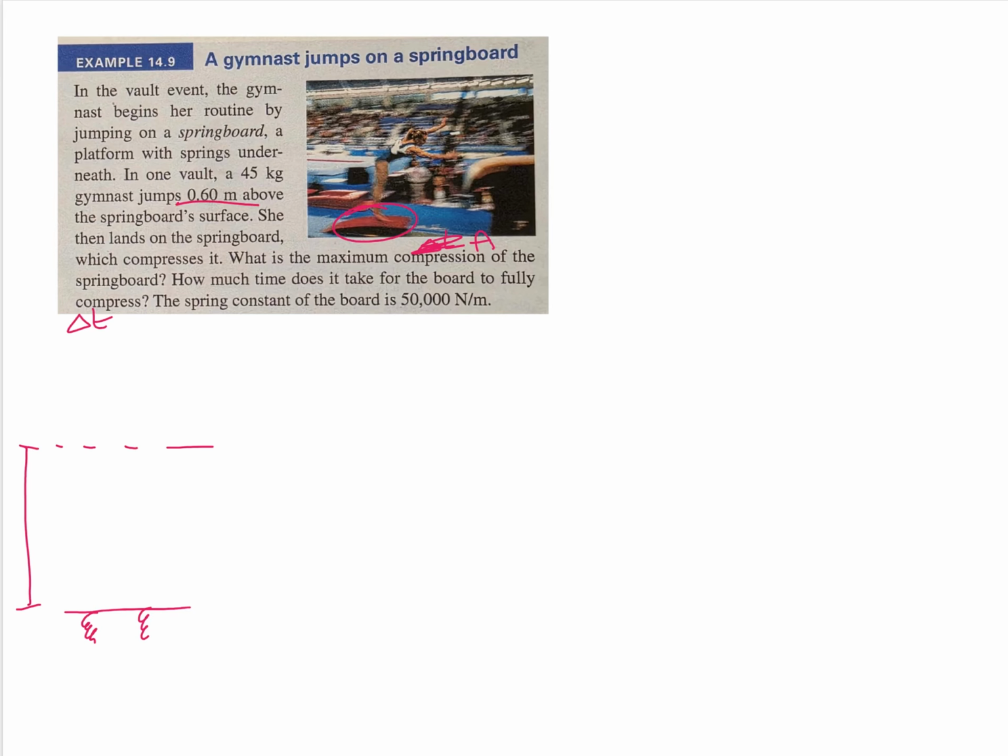The gymnast jumps 0.6 meters above. So 0.6 meters, okay. And what else do we know? The mass of the gymnast. Okay, mass is 45 kilograms. What else do we know? The spring constant. Okay, we know the spring constant, K, is 50,000 newtons per meter. What else do we know?